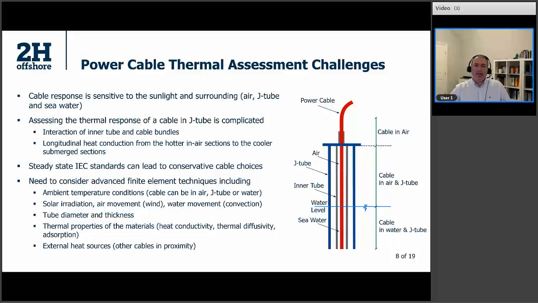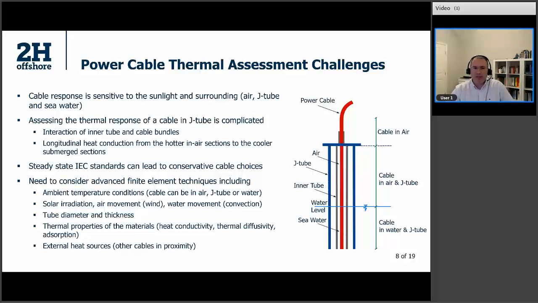So the steady state IEC, International Electrotechnical Commission standards, can lead to very conservative analysis results, especially when you do cable choices, and especially for this type of dynamic offshore conditions. So we need to consider enhanced finite element analysis techniques when we evaluate the power cable thermal response. The analysis should include a number of parameters. We need to consider a lot of effects.